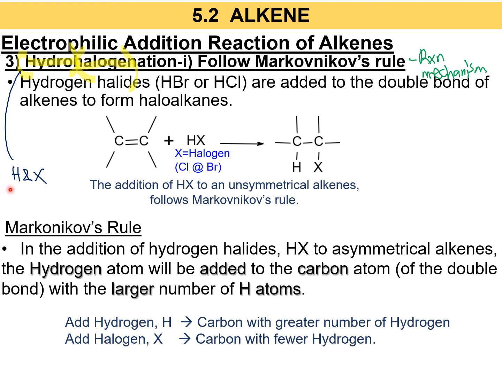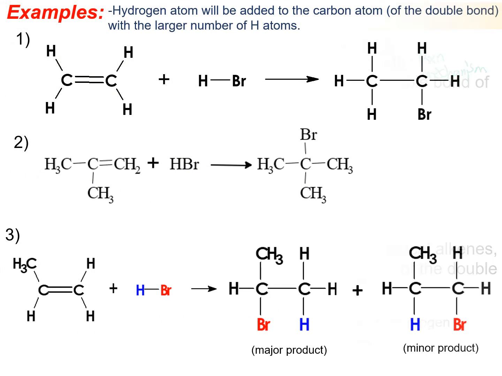Therefore, bila kita nak add the hydrogen tu, the hydrogen atom will be added to the carbon double bond yang ada banyak number of hydrogen atoms, okay. Halogen pula will be added to the carbon dekat double bond ni yang ada fewer number of hydrogen atoms. Inilah dia Markovnikovs Rule for hydrohalogenation. Okay, so let's look at some of the examples for hydrohalogenation that follow Markovnikovs Rule.